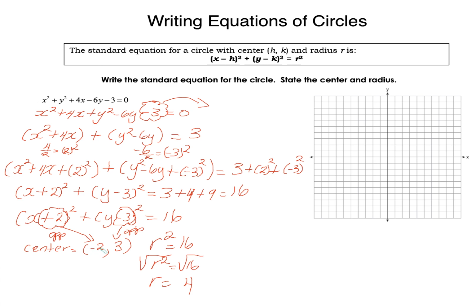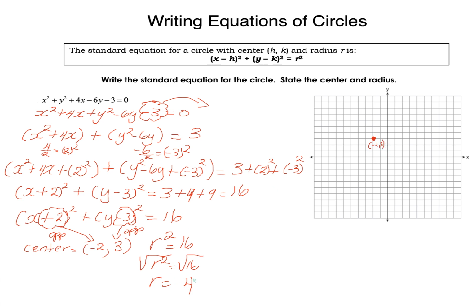So let's plot our center. So here's our origin. Our center is at negative 2, 3. So okay, 1, 2, and then 1, 2, 3. And you can plot points. If you're in intermediate algebra, you can plot points. So this is negative 2, 3.